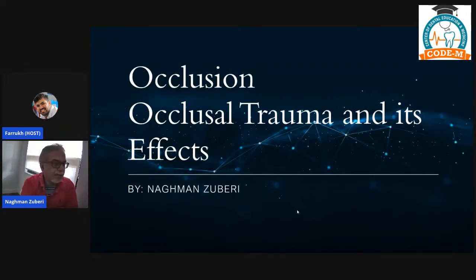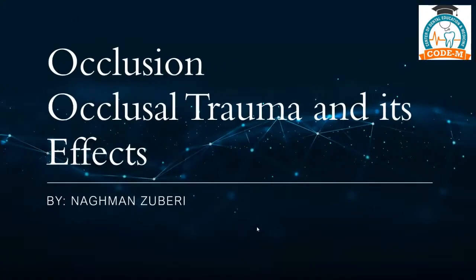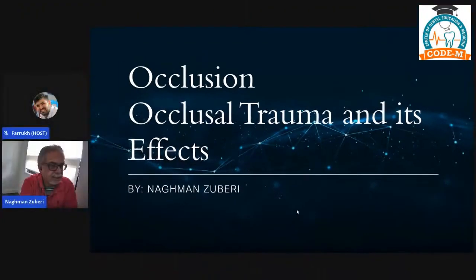So, as you know, we are discussing occlusion for the last couple of weeks, and I told you that today we will discuss what happens if this occlusion is not in an ideal condition and it starts causing trauma to the tooth as well as the supporting structures. So, what would be the effects on the tooth itself and these supporting structures? So, let's start with it.